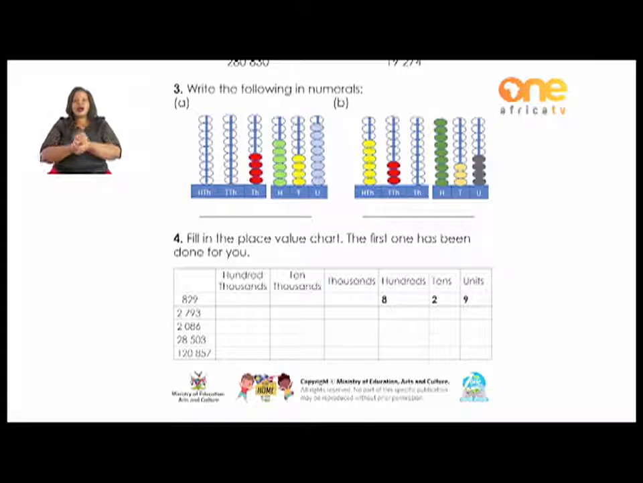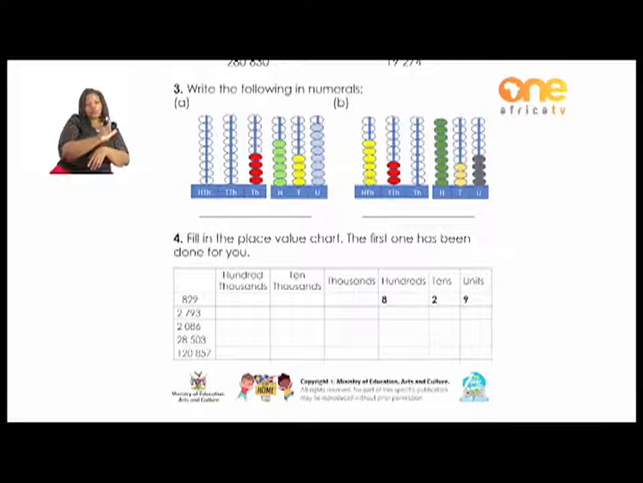Number 4, you need to fill in the place value chart. The first one has been done for you. If you look at the first one is 829. 9 will be in the place of units, 2 will be in the place of tens, and 8 in the place of hundreds. So you can do the rest in that table. It is easy. Remember to start at the unit. Remember to start from right to left.